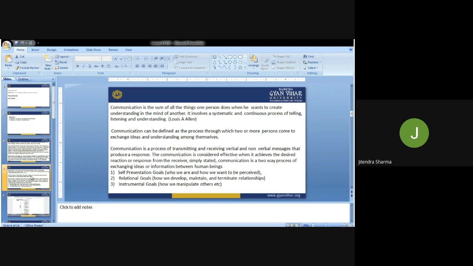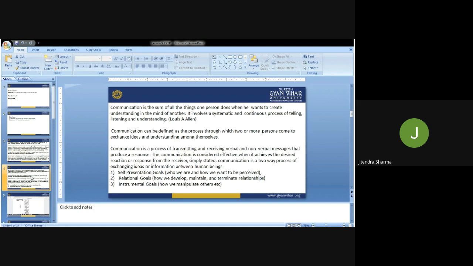Louis Allen has clearly mentioned that communication is the sum of all things one person does when he wants to create a common understanding in the mind of another. So that is also very important. Communication is a process through which two or more persons come to exchange ideas, thoughts, and common understanding among themselves. That is why we know that communication is very important.